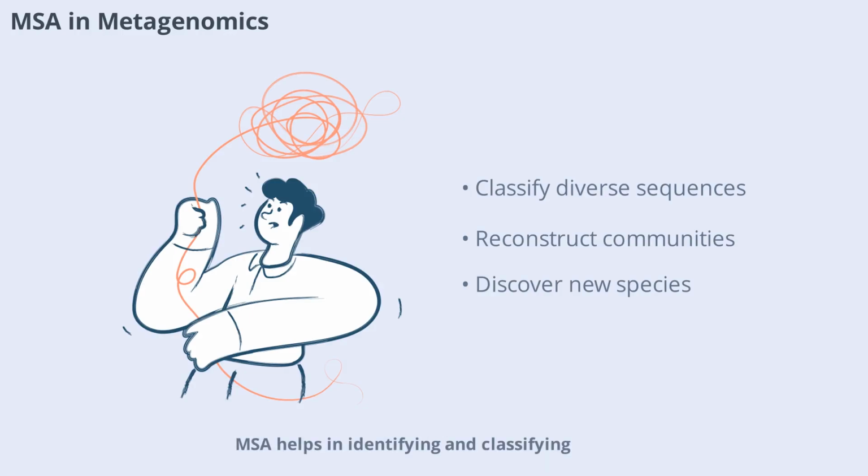Metagenomics involves studying genetic material from environmental samples, often containing many different organisms. MSA helps in identifying and classifying the diverse sequences present in these samples. By aligning sequences, researchers can reconstruct microbial communities, track changes over time, and discover new species. MSA is thus a vital tool in environmental and microbial research.